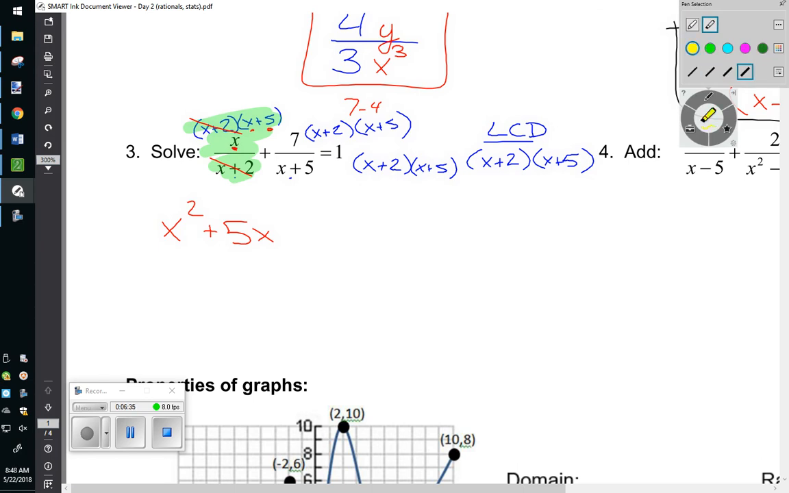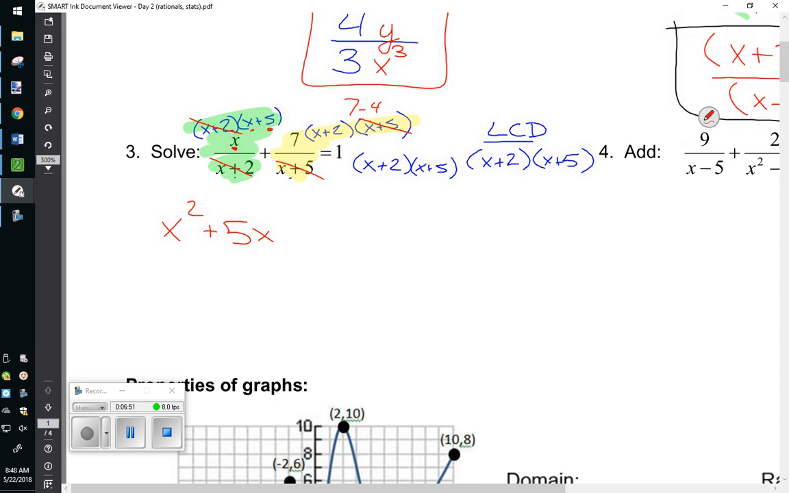Seth, what about this next fraction? What can I do with that thing? X plus 5, that's going to cancel. I've got that 7 and X plus 2 left over, Seth, so what am I going to have to do with that? What do I have to do with this 7 and that X plus 2? Distribute, so 7x plus 14. Cool, did that. Not too bad.